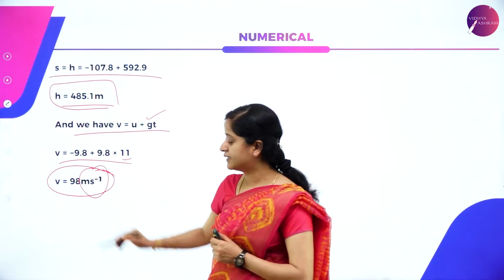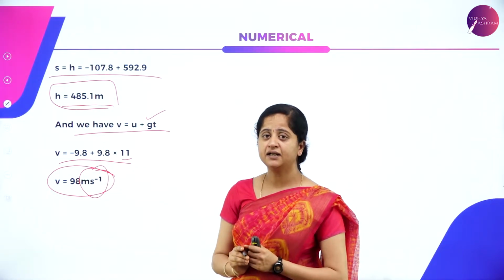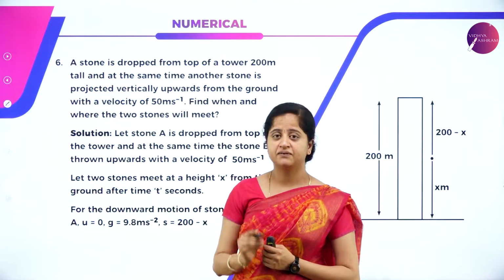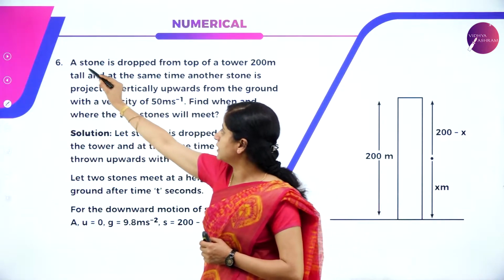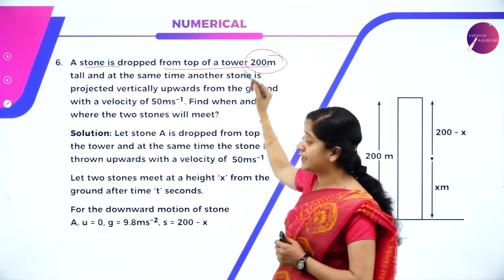Do not forget to write the proper SI unit for any of the quantity, and hence we will get a full mark in solving the numericals. So that is our previous problem. Let us move on to the next problem now. A stone is dropped from the top of a tower which is of 200 meter.